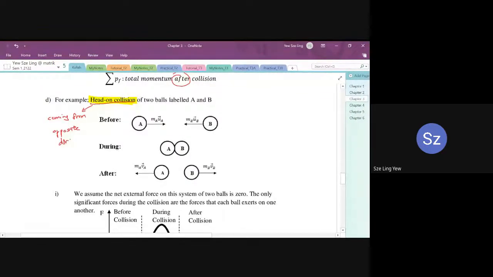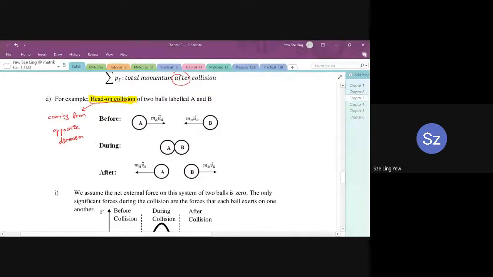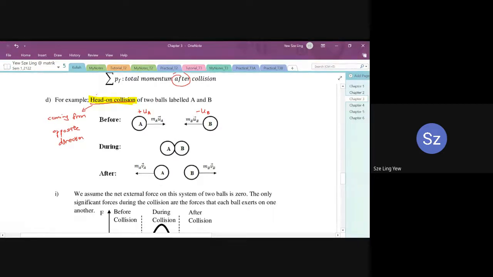Now, why is it important to know that they are coming from opposite directions? Because it will affect the sign convention for velocity. So in this case, A has a positive velocity, so you have positive uA, but in calculation, you have to use negative uB because uB is going to the left. Therefore, it is important to know the directions of the objects. Head-on collision is important because it tells you that you have two objects coming from opposite directions. One of them is coming with positive velocity, the other with negative velocity. So head-on collision is a very important term.